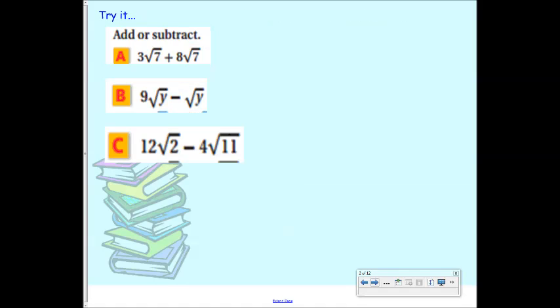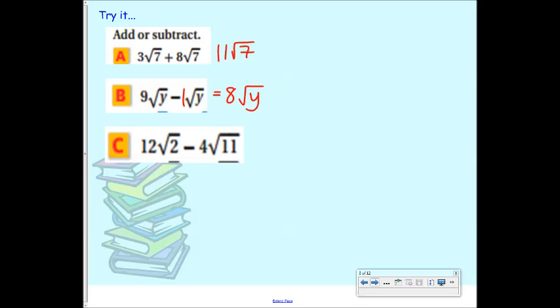Okay, so what would you get for A? 11 root 7. Good. All right, that's a fully simplified radical, so we're done. What about B? Okay, why is it 8? Yes, even though there's nothing here, just like any coefficient, if there's no number there, what do you assume it is? A 1, so it gives you 8 what? 8 root y. Good, keep the radicand the same.